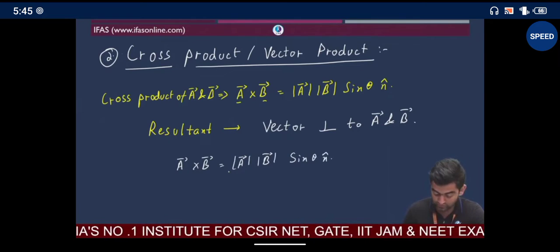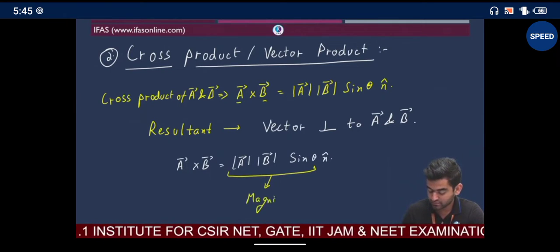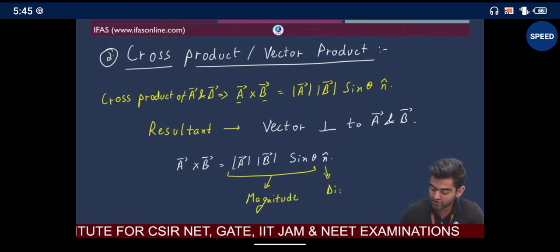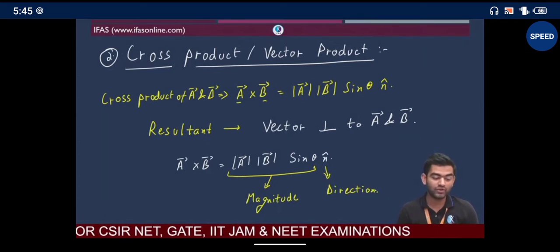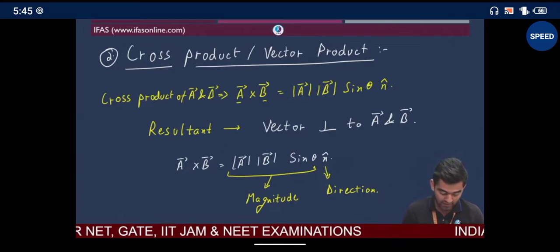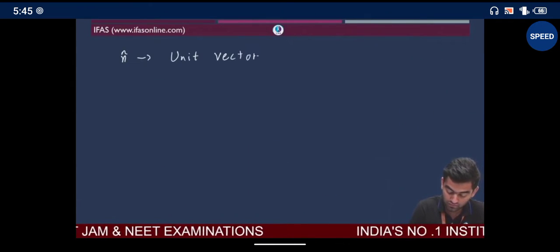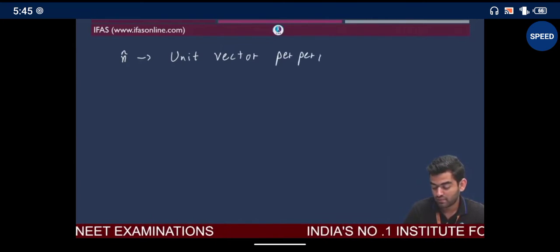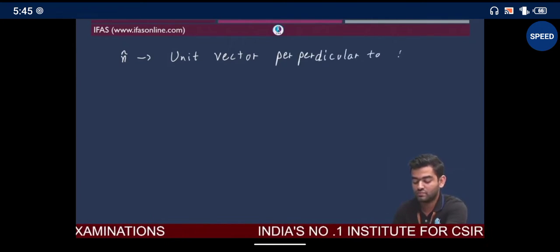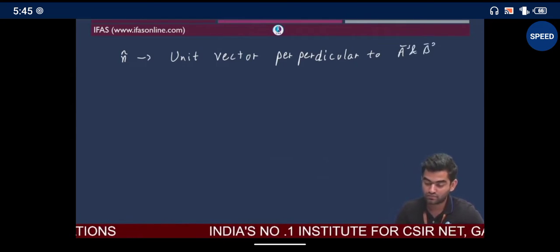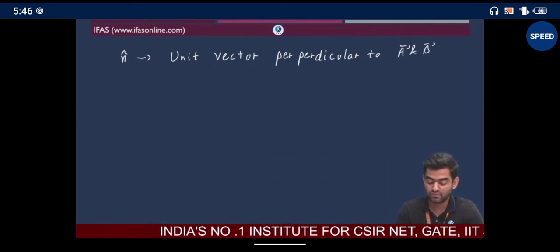This is the magnitude part and this is the direction. In the previous case there was no direction at all, there was only magnitude associated with the product. So this n cap is basically a unit vector perpendicular to A vector and B. This unit vector is perpendicular to A vector as well as B.